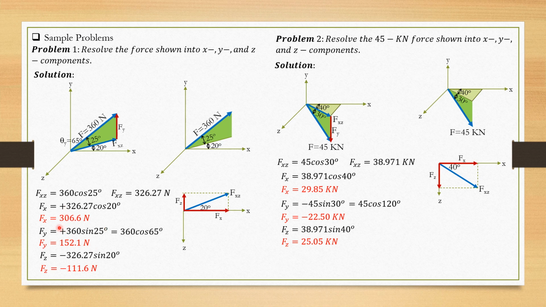You may check if the square root of 306.6 squared plus 152.1 squared plus 111.6 squared is equal to 360. So you will do that in your situation there. You just compute if it is equal. I already computed that and I already checked that. In this case, we can check the square root of 29.85 squared. Fx squared plus fy squared plus fz squared should be equal to f, and that is approximately equal to 45 kilonewtons. So that checks our answers.